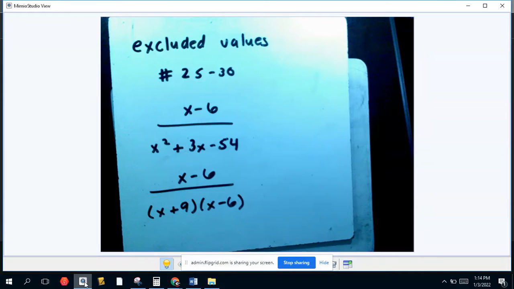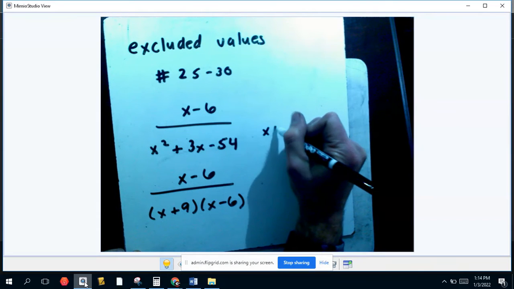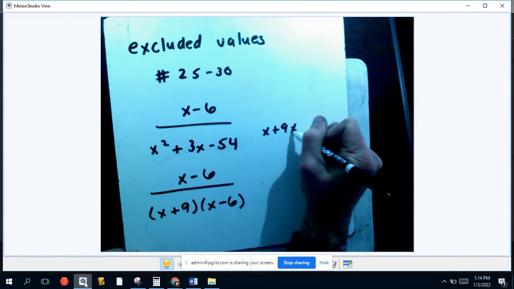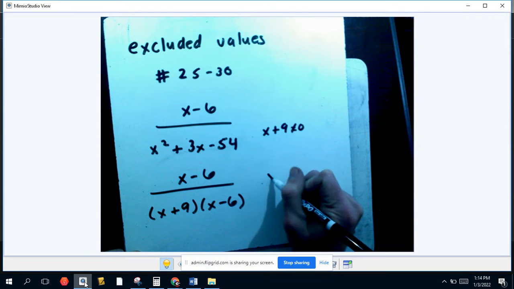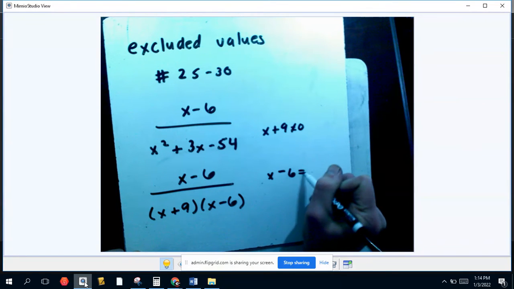So when we're dealing with fractions, we have to be aware of the fact that with variables on the bottom, there's a capability of the bottom to be 0. But we need to take note that the bottom cannot equal 0. Okay, so in this case, we can't let x plus 9 equal 0. Also, we can't let x minus 6 equal 0.